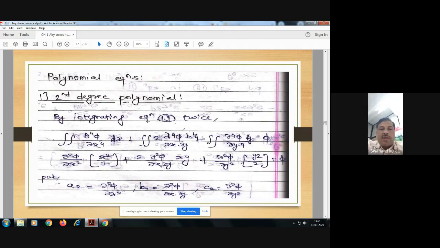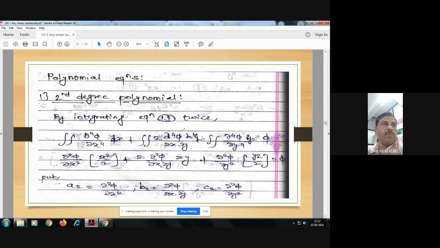So before going further with the help of this polynomial equation, let us have the second degree polynomial. Suppose this Airy stress function, by extending the concept of Airy stress function here, integrating the equation 2 times, we are getting the second degree polynomial. In case of Airy stress function, we have seen del raised to 4 phi is equal to 0. That is the condition. If we integrate this fourth degree 2 times, we are going to reduce it, and then it will become the second degree polynomial.